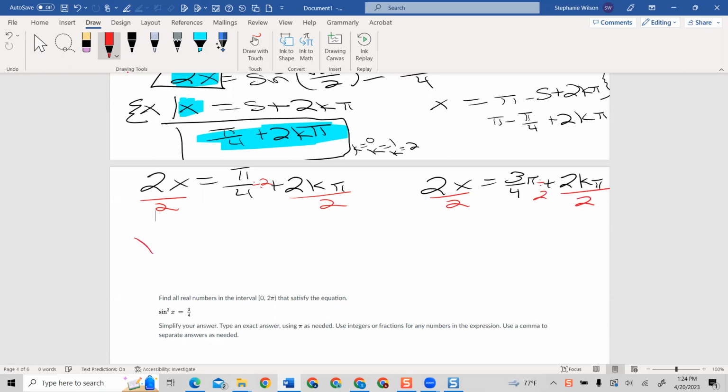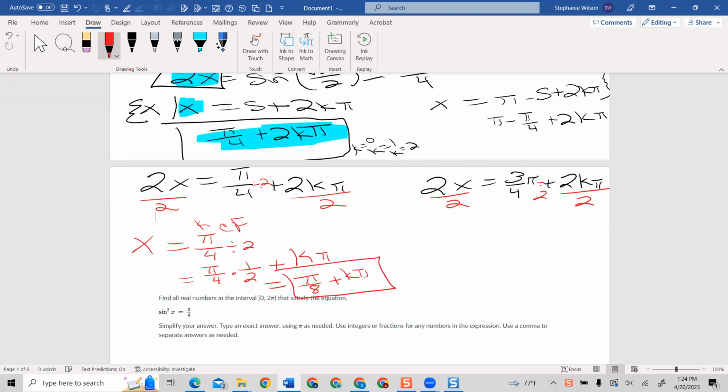All right. Now I have x is equal to pi fourths divided by 2. Remember, I got a fraction going on, so we keep change flip. So this becomes pi fourths times that 1/2 plus 2k pi. Oh, what happens? 2 divides 2 is 1. 1 times k pi. So now I have pi 8ths plus k pi. That's one of my answers.